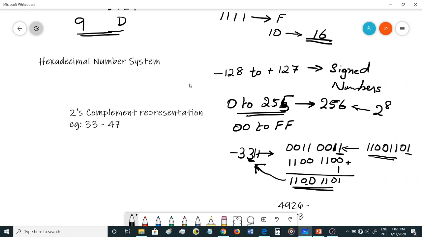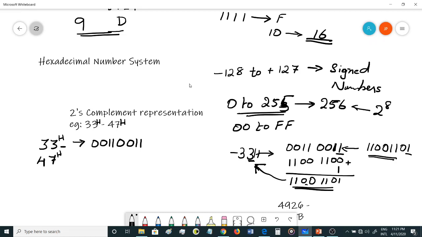Now let's look at this simple subtraction: 33 minus 47. Whenever you subtract a larger number from a smaller number, you will get a negative number. 33 minus 47. Let's look at its binary equivalence. Now 33 is 0011 0011. Always remember, we are only talking about hexadecimal numbers. This is 33H, this is 47H. H stands for hexadecimal number.